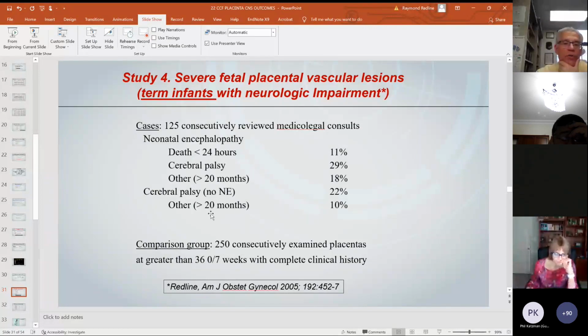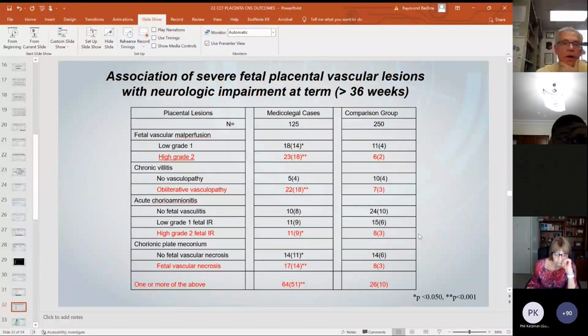And we published this. Our comparison group, we didn't look at meconium stained placentas in this case. We simply compared them to 250 consecutively examined placentas at more than 36 weeks with complete clinical history in the same time period. And this was published in the American Journal of Obstetrics and Gynecology in 2005. So these were the overall results.